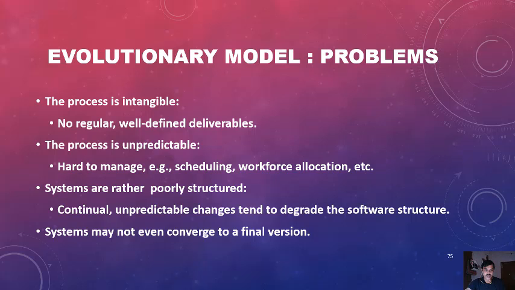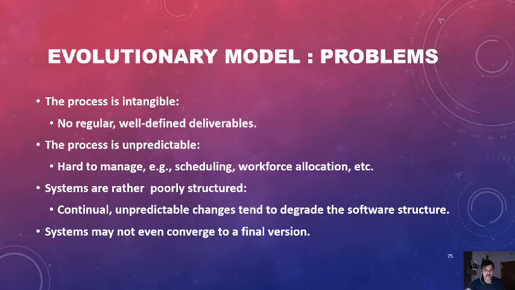The process is intangible, with no regular well-defined deliverables. The process is unpredictable, that is, hard to manage, such as scheduling, workforce allocation, etc. The systems are rather poorly structured. These are the problems of the evolutionary model. No regular well-defined deliverable project has been developed. It is hard to manage, which means scheduling is not possible and work allocation is not possible. When the new iteration starts, at that time the scheduling and work allocation can be done for each and every iteration.